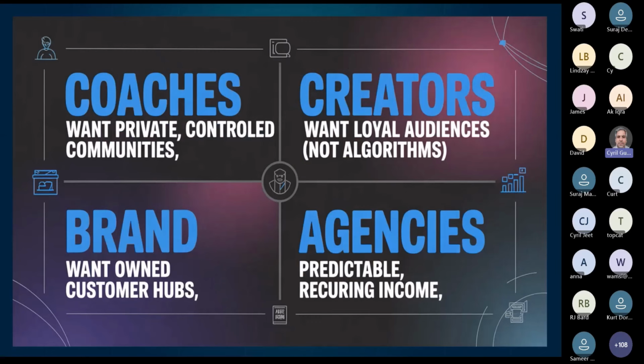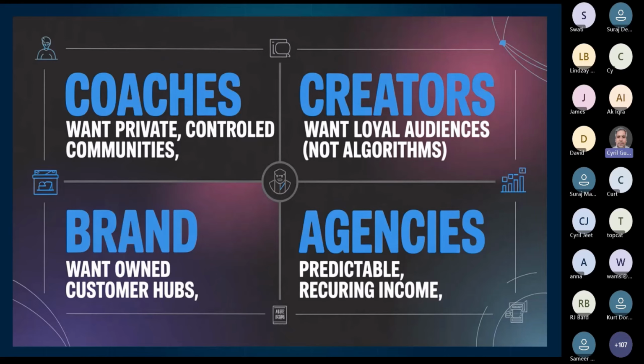If you are a coach, you can create private controlled communities. If you are a creator, you can create your algorithms. And if you are a brand, you can create customer hubs. If you're an agency, you can create predictable recurring income, because again, you can create communities, flip them, sell them, create communities as lead sources, and create communities to sell products in, whether it's your own product or you are working as an affiliate, you can make money. There are so many different ways.